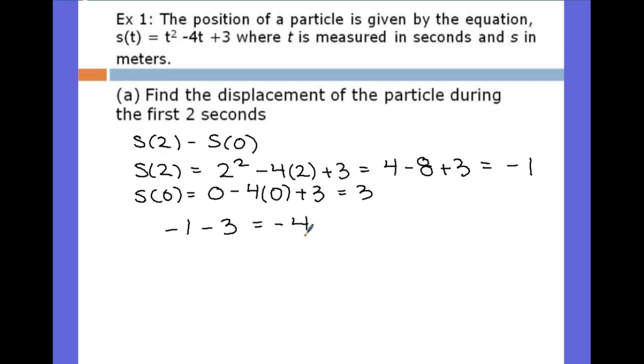So what does that mean if my displacement is -4? It means that the position of the particle after 2 seconds is 4 meters to the left of the original position.